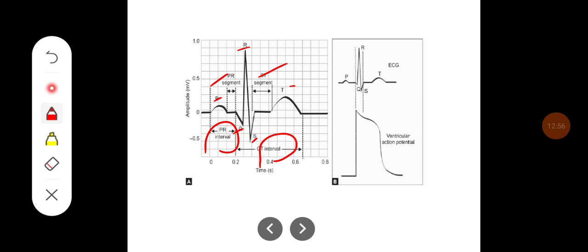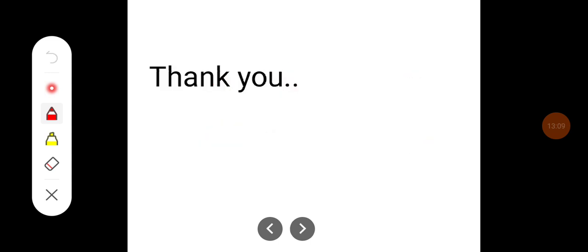Okay. This is another diagram showing comparison between the surface recording of the electrode and the ventricular action potential. So this is about, in brief, the ECG, that is electrocardiogram.